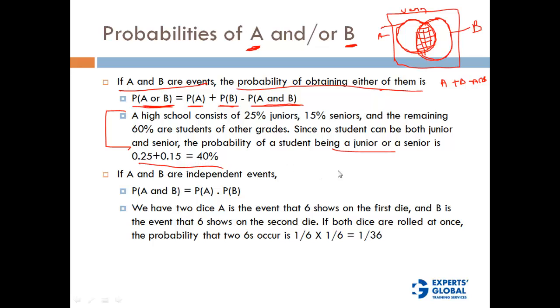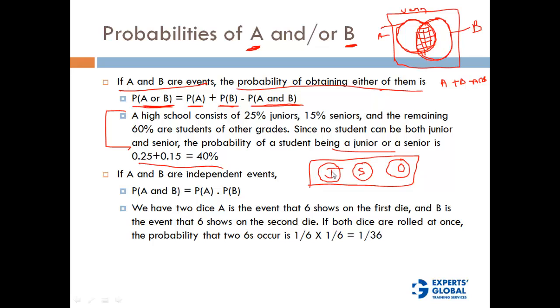Now if you draw the Venn diagrams, you will see that this is juniors, this is seniors, and this is others. These are distinct sets because there cannot be a student that belongs to more than one of these categories. So this is juniors, this is seniors, and this is others.